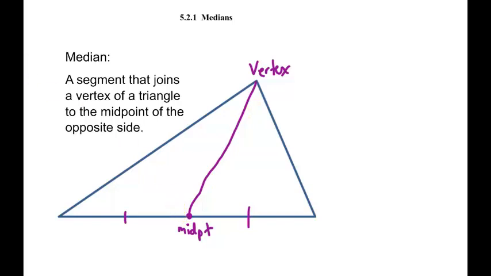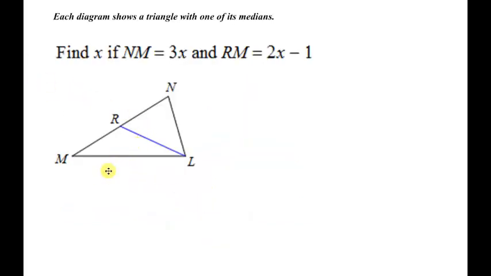So let's play with that definition a little bit. Here's an example where we are shown a triangle with one of its medians drawn in. Just for the practice, I want you guys to be tick marking. If they tell you this is a median, then I want you to mark that it was a midpoint by giving the tick marks on either side of point R. Now let's see what they tell us. N to M, all the way across, this whole thing is 3x. And R to M, right here, is 2x minus 1. And we get to, of course, find x.